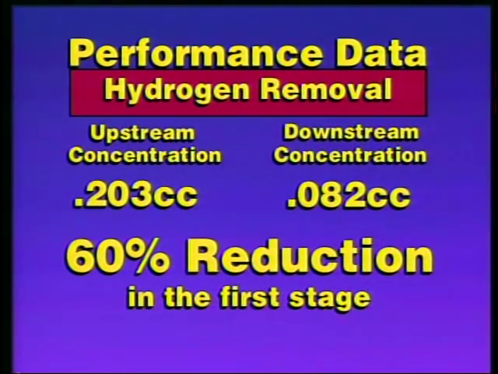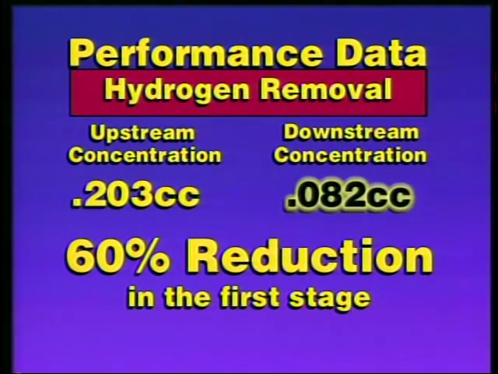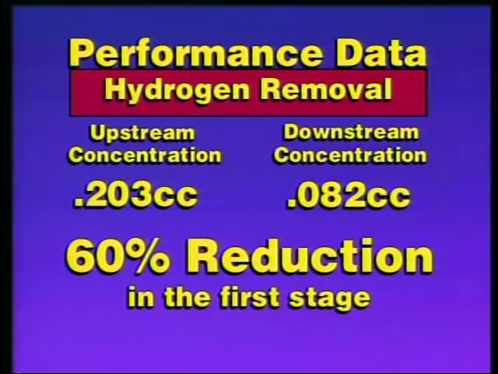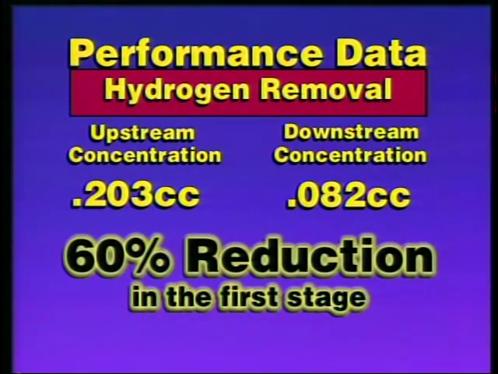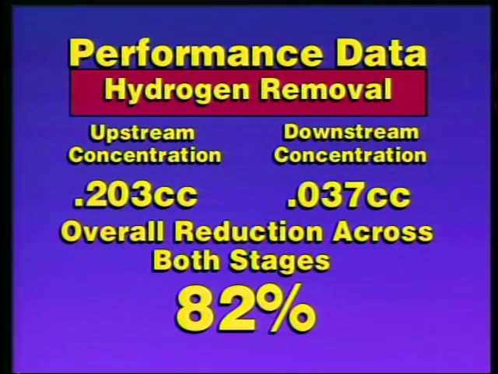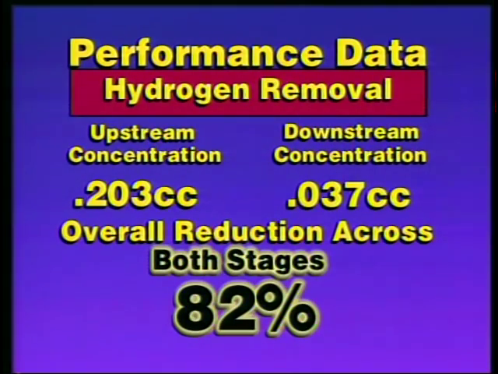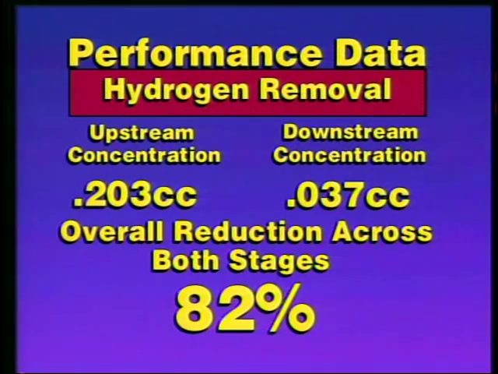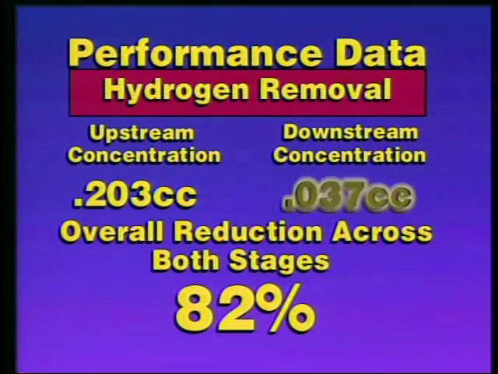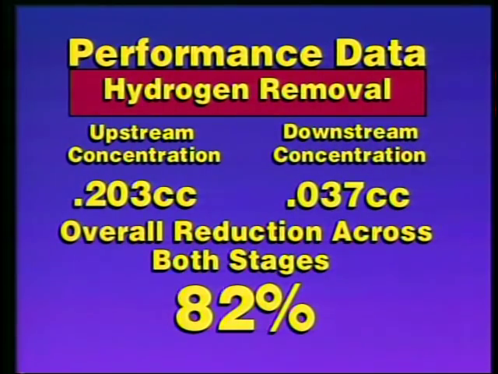In the first situation, it can be seen that an incoming concentration of 0.203 cc's per 100 grams hydrogen was reduced in the first stage alone to 0.082 cc's per 100 grams. That is a 60% reduction. The overall reduction of hydrogen across both stages was 82%, a very impressive 82%. Importantly, it can be seen that the outlet concentration of hydrogen was 0.037 cc's per 100 grams of aluminum, an exceedingly low value. The other samples depict similar performance.